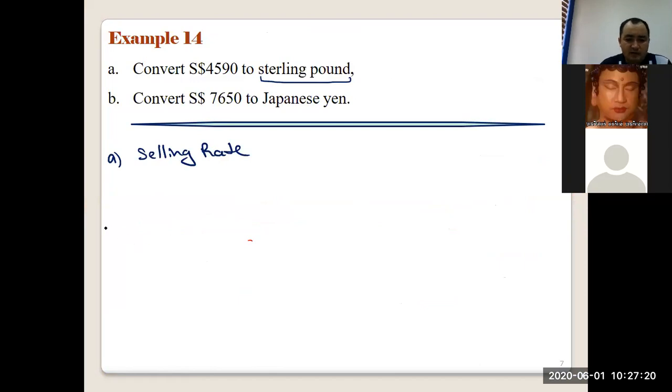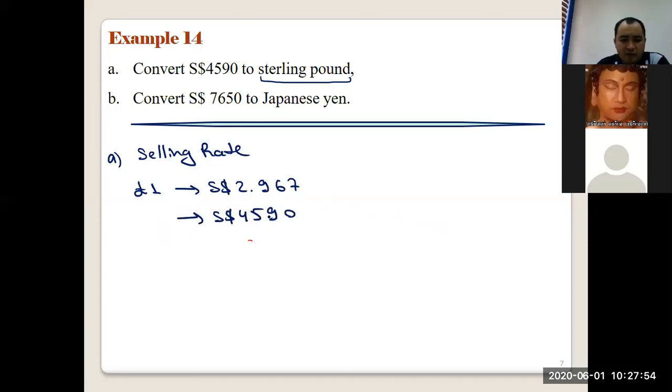right? For sterling pound for selling, 1 sterling pound is how much? 1 sterling pound is 2.967 Singaporean dollar. Okay, so that's the selling rate because we are buying sterling pound from the bank, so we need to use the selling rate. So the question is, if you have this much, 4,590 Singaporean dollars, how many sterling pounds can we buy for this, right? The question is how much? That is X.